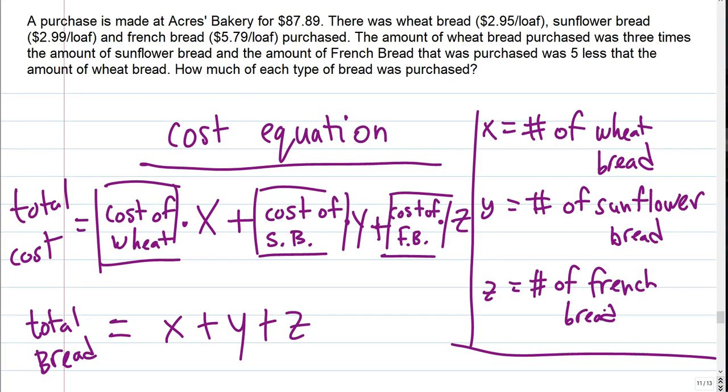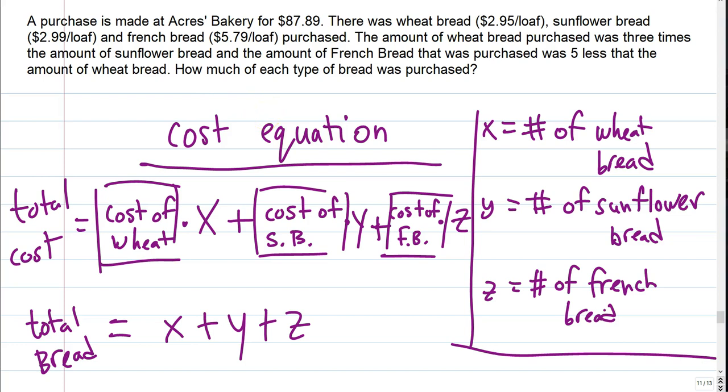So here's an example. A purchase made at Acres Bakery for $87.89. There was wheat bread for $2.95 per loaf, sunflower bread $2.99 a loaf, and French bread $5.79 purchased. The amount of wheat bread purchased was 3 times the amount of sunflower, and the amount of French bread was 5 less than the amount of wheat. How much of each type of bread was purchased?